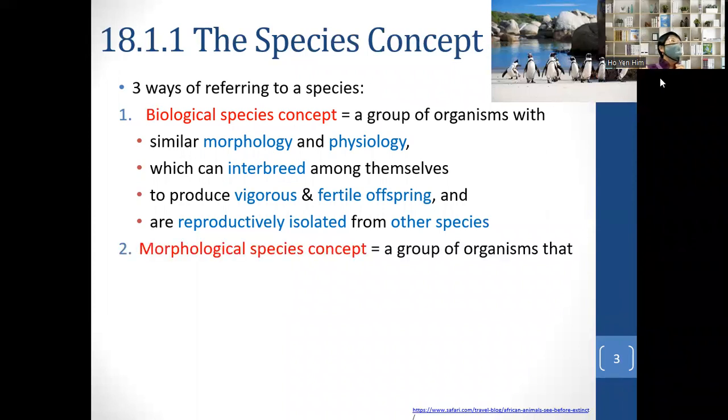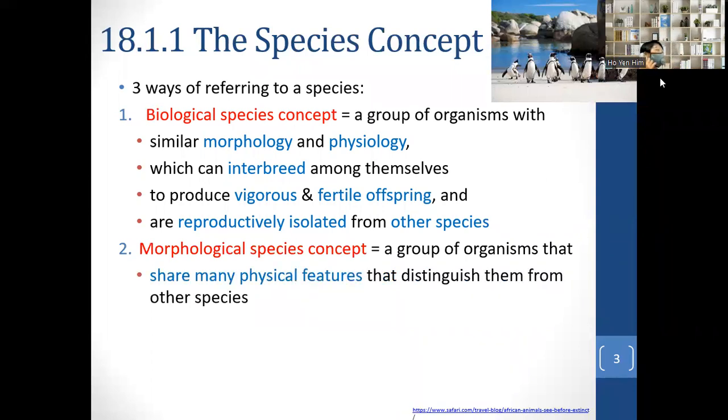But a lot of people, when they say species, when they don't learn about biology, they only know that species means they look alike, right? Zebra, they look alike, so it's the same species. Horse, they look alike, they're the same species. So it's a group of organisms that share many physical features that distinguish them from other species. This is what most people would think about species, a morphological concept.